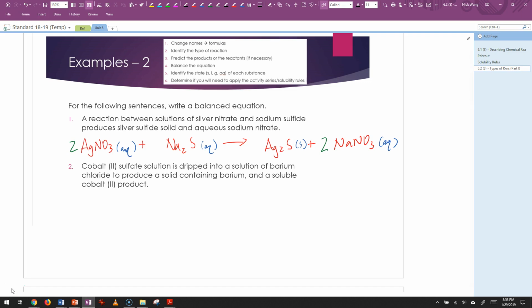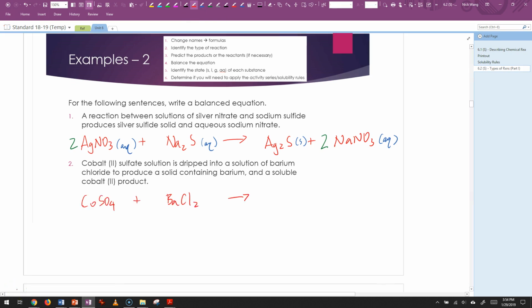This next one here is going to be a little bit more involved because it doesn't give us as much information. It says cobalt 2 sulfate solution is dripped onto a solution of barium chloride to produce a solid containing barium and a soluble cobalt 2 product. Now, what's different about this one is they don't give us the identities exactly of the products. They just tell us that there's something we know about it, not exactly everything. So let's start off with what we do know. Let me go around the reactants here.